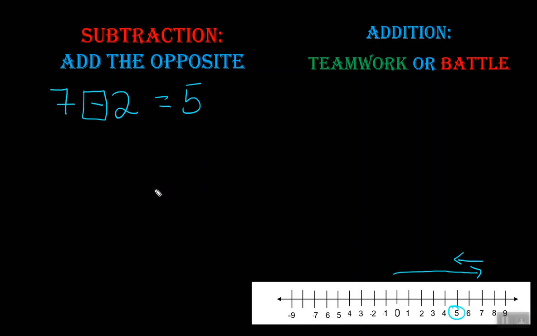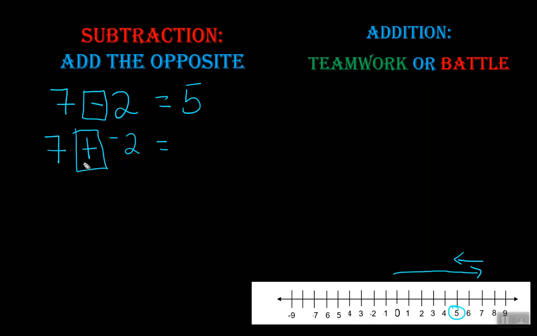Now, I want to show you that this is the same thing as taking a 7 plus a negative 2. So what I'm doing here is I'm adding the opposite. I had a positive 7 minus a positive 2. I am rewriting that as positive 7. I leave that alone. I change the subtraction to addition, and I put the opposite sign on the second number. It was a positive 2. It's now a negative 2.